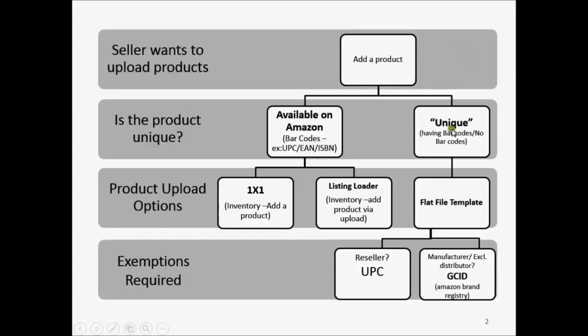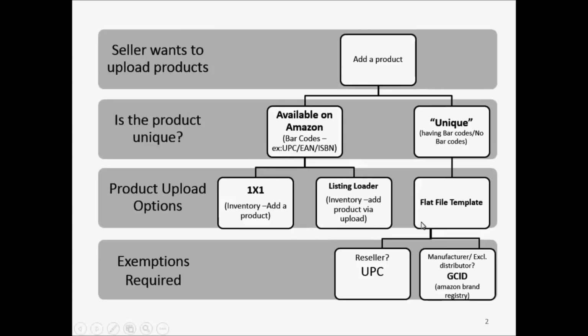Coming to unique selection. Unique selection may or may not have a barcode. Examples of unique selection would be jewelry, which usually doesn't come with a barcode. The other example would be sports. There would be some brands which have a barcode, but these products are not present in Amazon's wide range of catalog. So what do you do then? You need to upload these products via the flat file template. We will be covering this in this session.